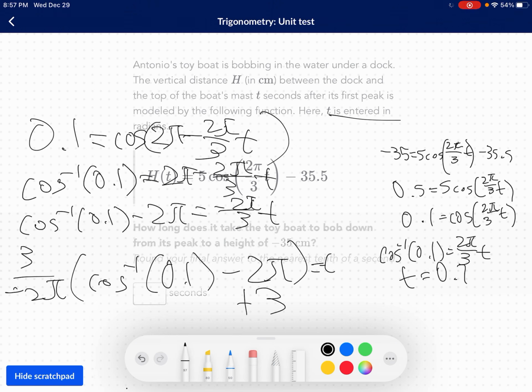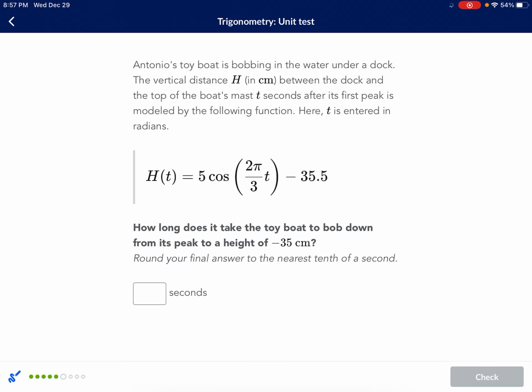By the way, this I think is 3. Wait. Yeah, plus 3. Inverse cosine of 0.1 times 3 divided by negative 2 pi, and then plus 3. You get 2.29. So that's about 2.3. 0.7 and 2.3.